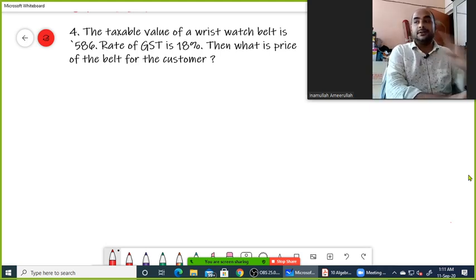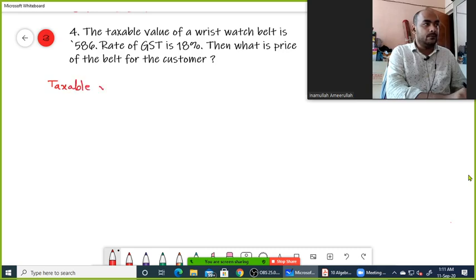The taxable value of a wristwatch belt is 586. Rate of GST is 18%. Then what is the price? So here it is clearly mentioned that taxable value is 586. So we will calculate tax on this amount, and the rate of GST is 18%.